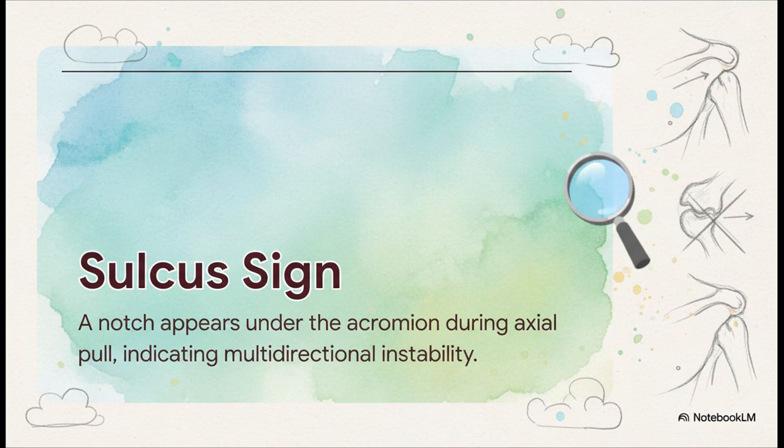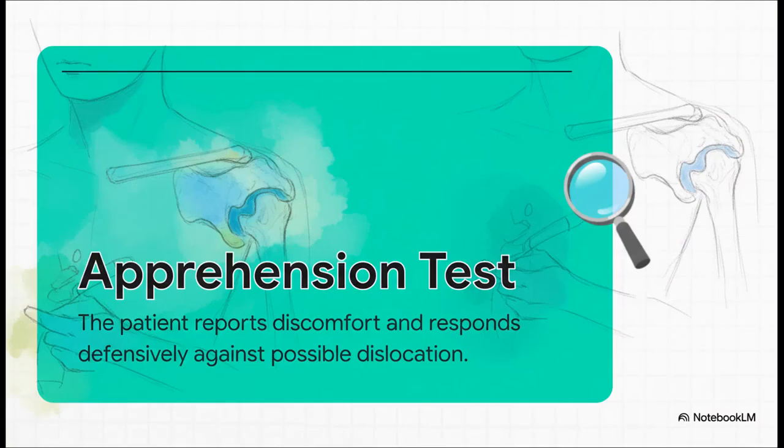The apprehension test is all about reading the patient's reaction. As you gently move their arm into a position of instability, you'll just see this look of, well, apprehension, even terror on their face. They will physically try to pull their arm away from you. It's not just about pain. It's about the fear of their shoulder popping out of place again. It's a powerful and very real feeling for them.